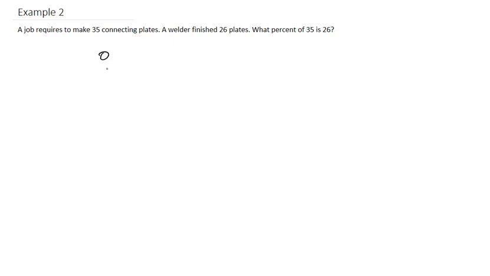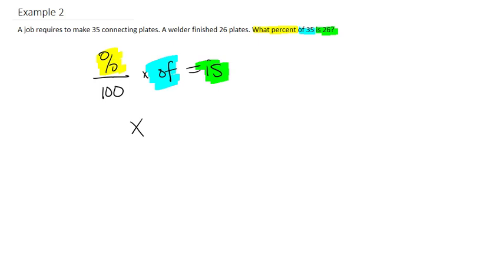So for this, if we're looking at our equation, we can see that we are now solving for "what percent," which is right here. Then we still have "of 35," which would go right here for that number. And then "is 26," so that number goes there. So let's go ahead and plug in our numbers. We are looking for the percent, so we'll just put that as x. Now times "of," so that's times 35, which is equal to 26.